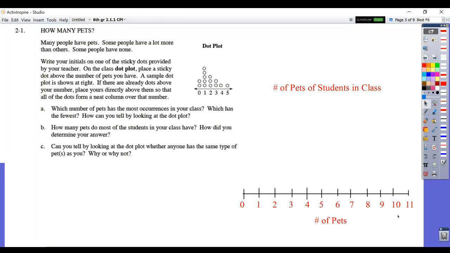If you have data that's really spread apart and there's not a lot of repeated data, you would not typically use a dot plot. But if you look at the example they have, basically 2 students who have 0 pets, 5 that have 1 pet, 3 that have 2, and so forth. So this would be a good set of data to use a dot plot on because the numbers are very close together and there's a lot of repeated values. There's a lot of students that have 1 pet. There's a lot of students that have 2 pets, and so on.